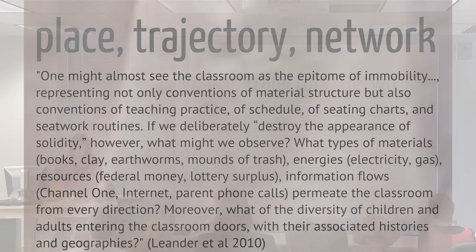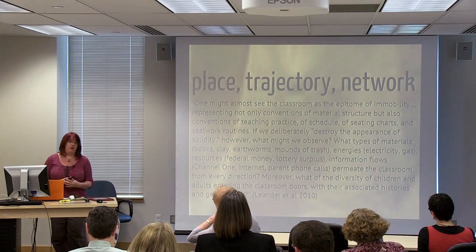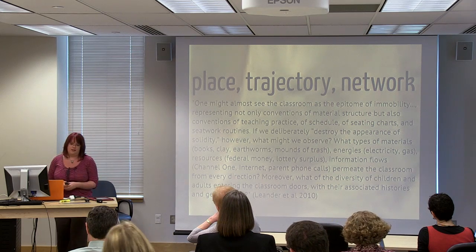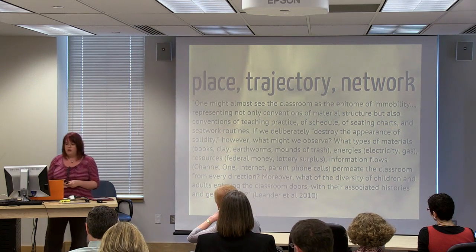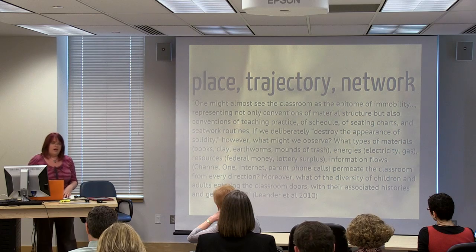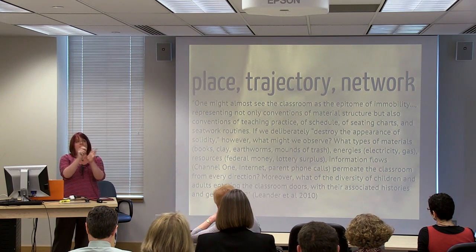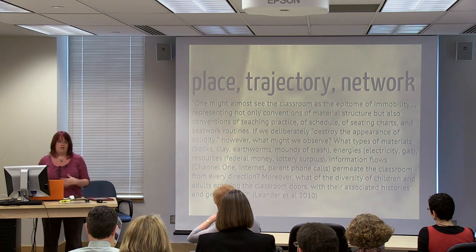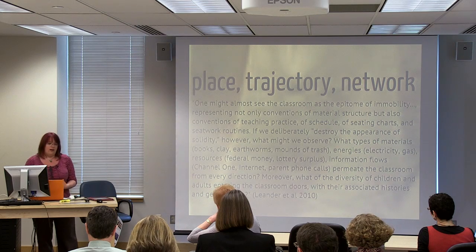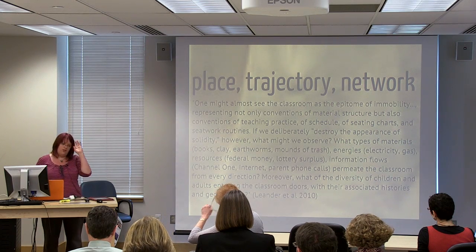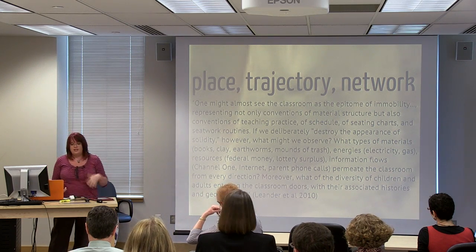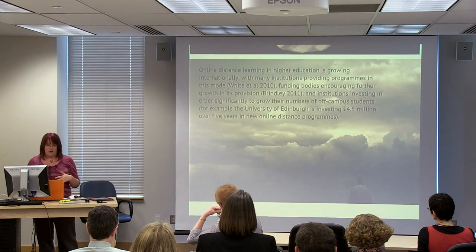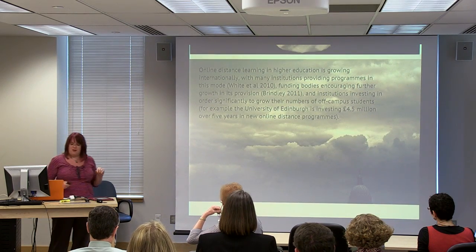So this paper is a review paper about all of the work that's been done about education and space in the last decade or so. And they propose that instead of the idea of stable space, we think about place, trajectory, and network. And that's the kind of research that we have hooked into in a project that we did, which I'll tell you about in a second.